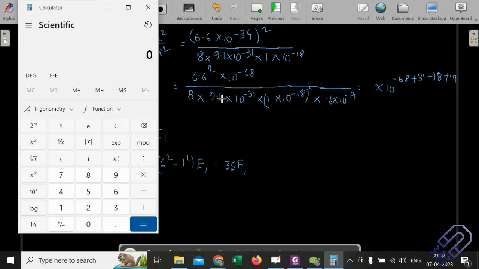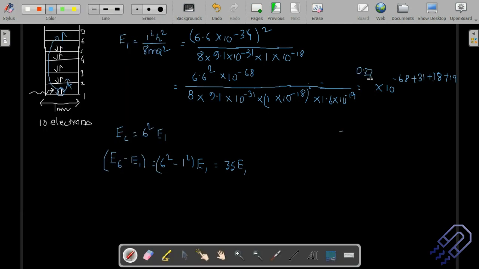So it's a mistake. 6.6 into 6.6 is this. You can also do the calculations so that we confirm this. Divided by 9.1 is equal to this, divided by 1.6. So that's 0.37, so that's fine. It is 0.37 into 10 to the power j.